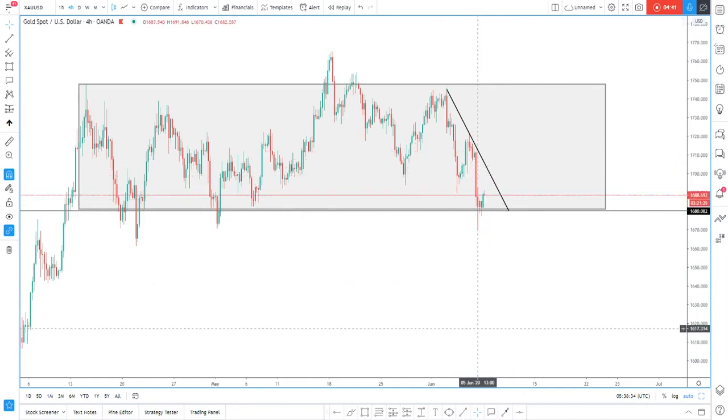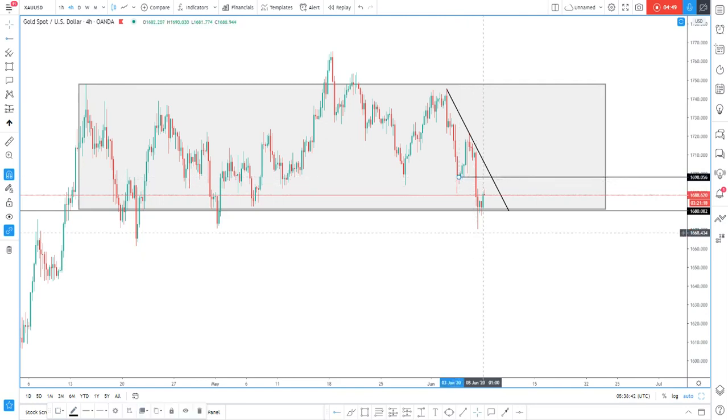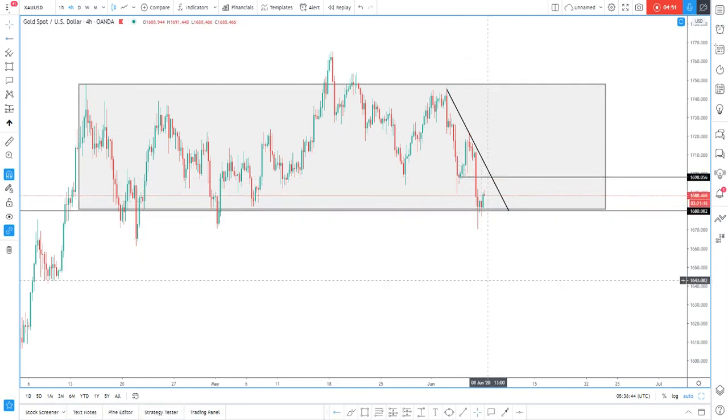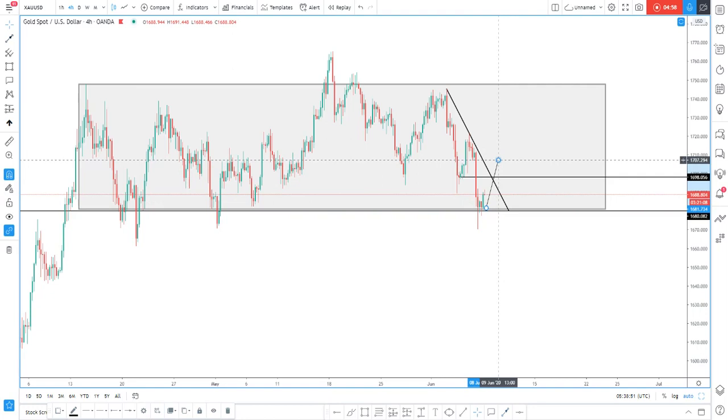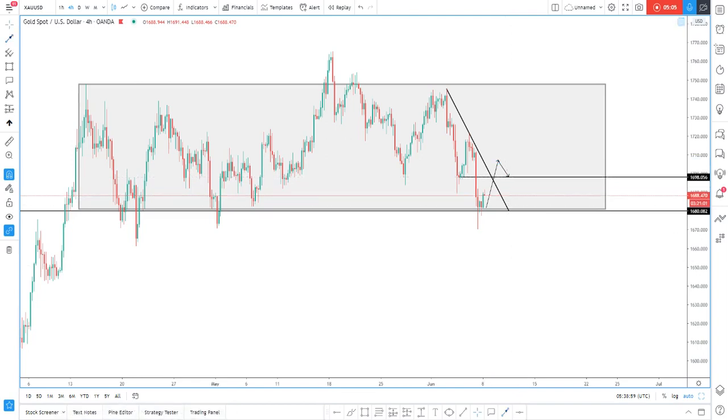So I'll be watching price at this area of structure. I expect price to move out and break this structure this way, then a breakout, then a retest back to this area of structure before I look to go long on gold. If this doesn't happen, I'll just move over to another currency pair on my watch list.